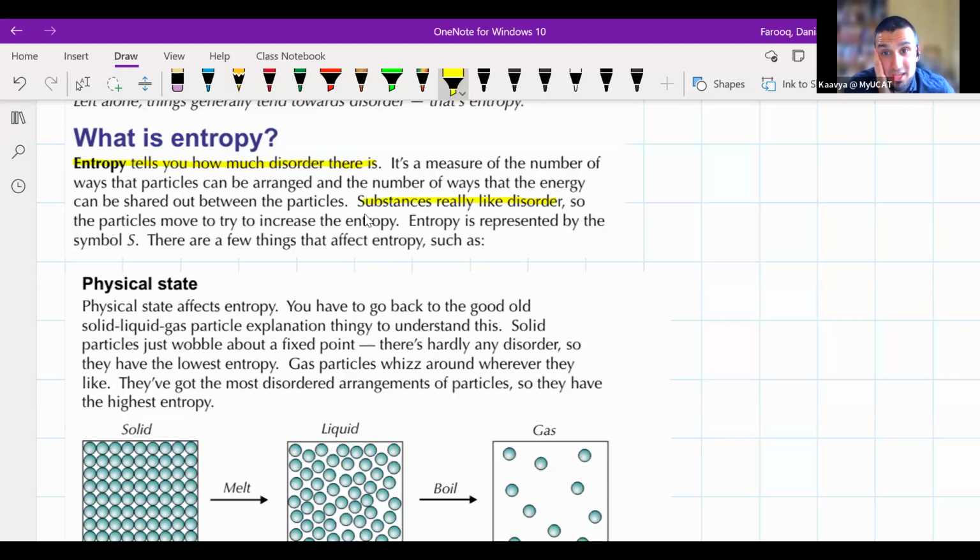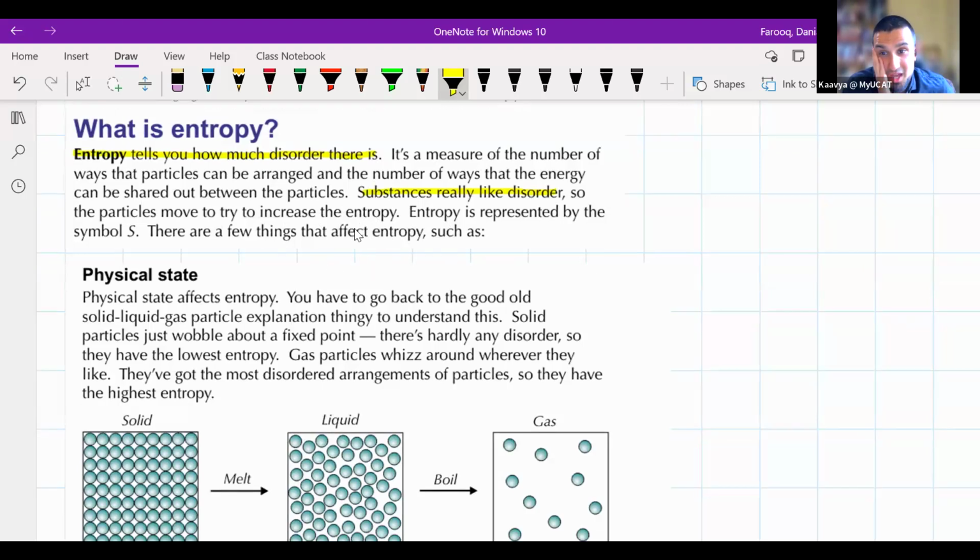So for me, this is sort of like proof of God as well, because how can the universe have order if things generally tend towards disorder? How can we have all the laws and systems that we see around us without God?